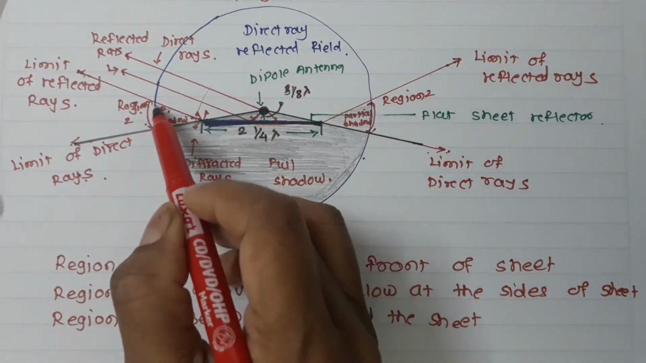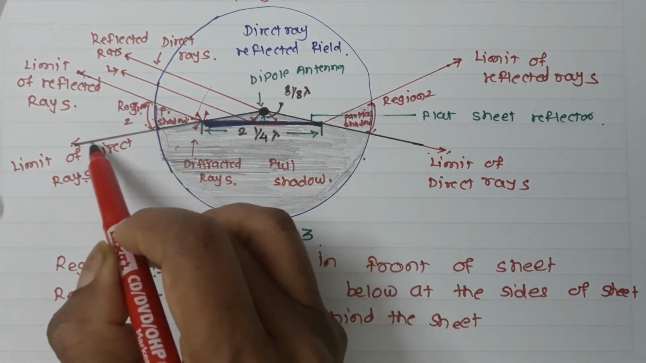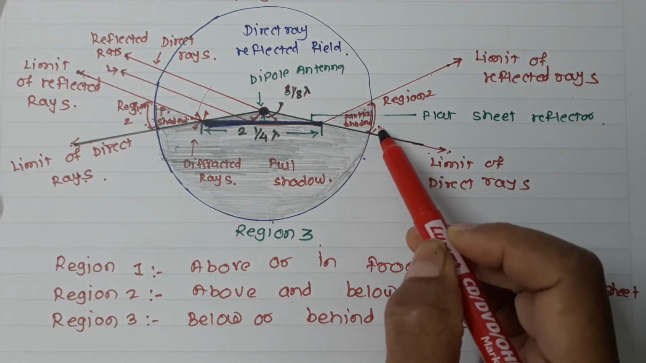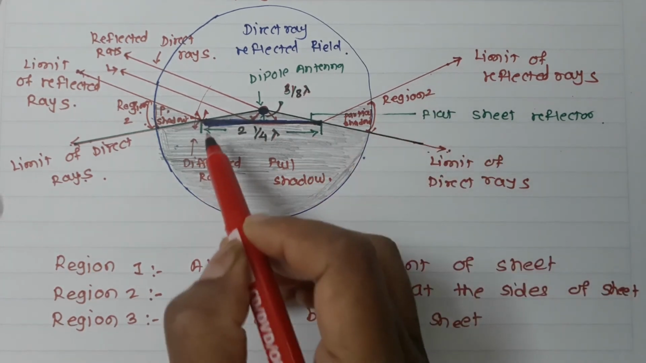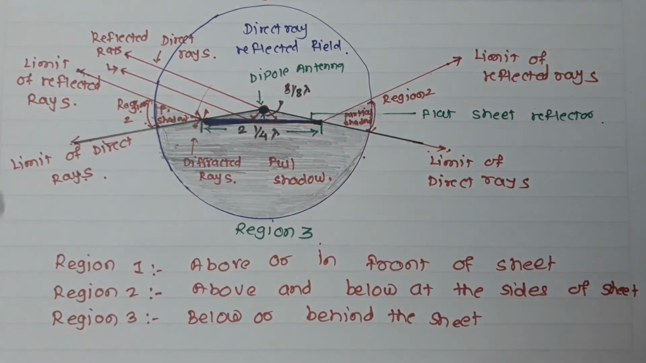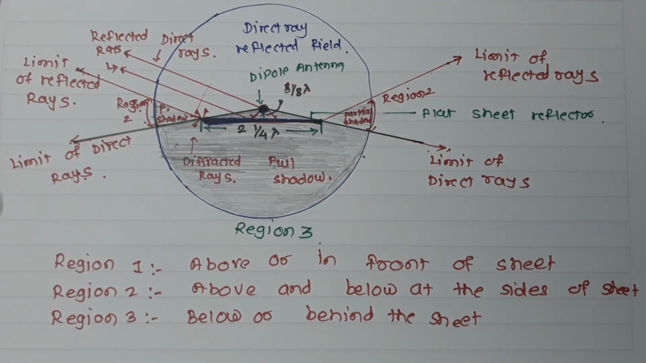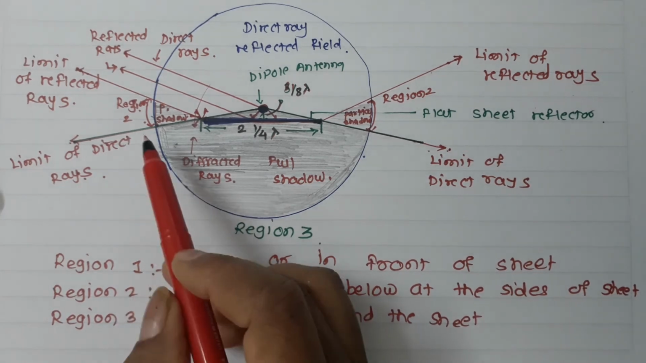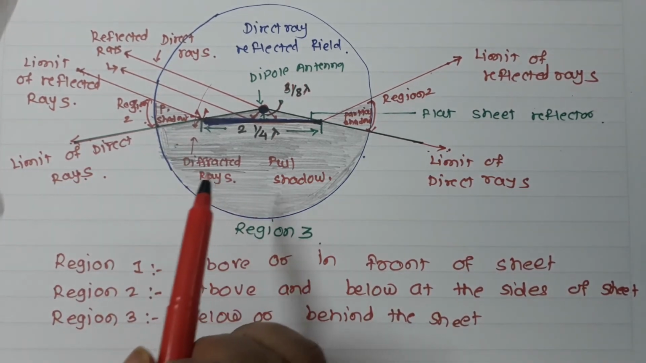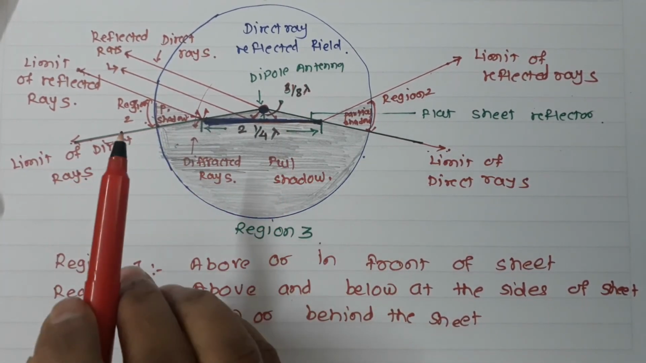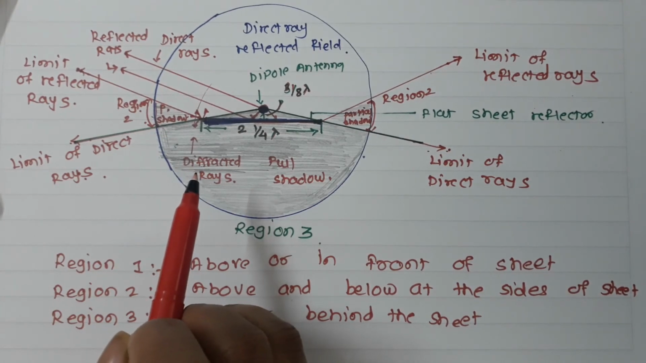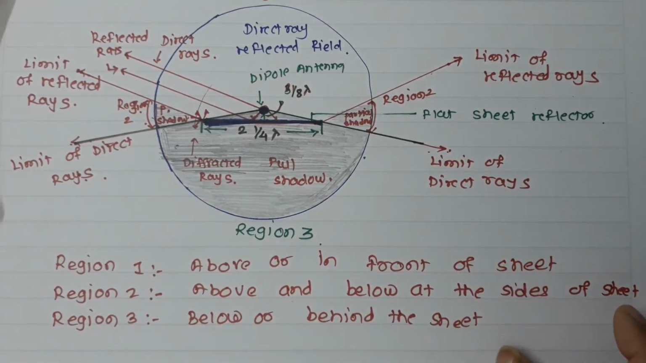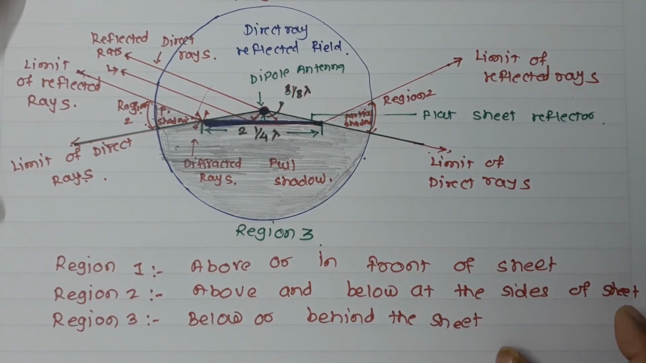Now region 2, the region between your limit of direct rays and limit of reflected rays, will be called region 2. In this region there is only the direct field from the dipole. This region is in the shadow of the reflected field. So in this region the field is dominated by the direct ray from the dipole. You can say this is the shadow region, as it is in the shadow of the reflected rays.